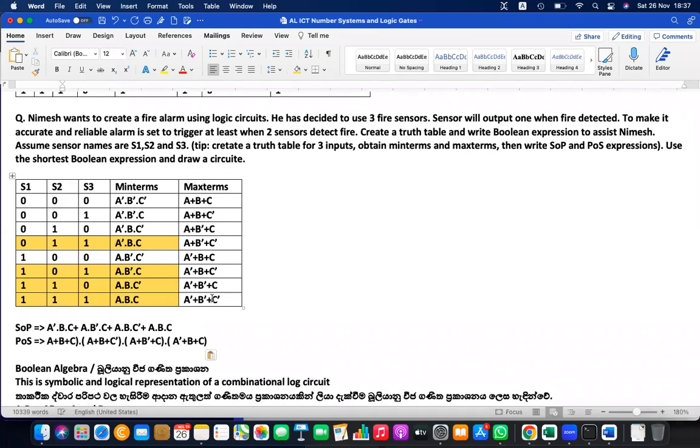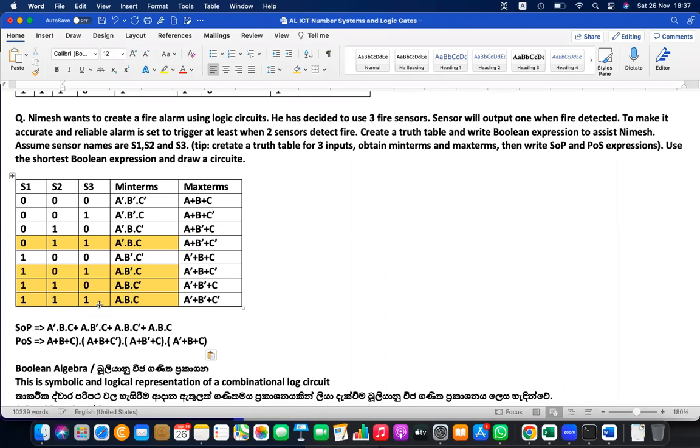Okay, the logic here is this. If at least two sensors are working, then the output should be 1. Here two sensors, output is 1. Here two sensors, output is 1. Here two sensors, output is 1. Here three sensors, at least two sensors. Three sensors, it's more than enough, it's more accurate. So it is also 1.